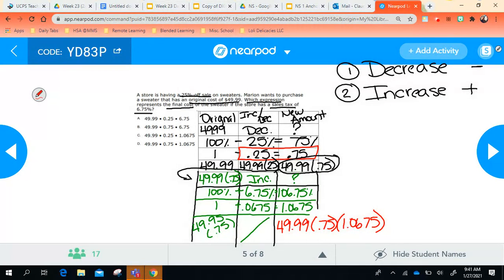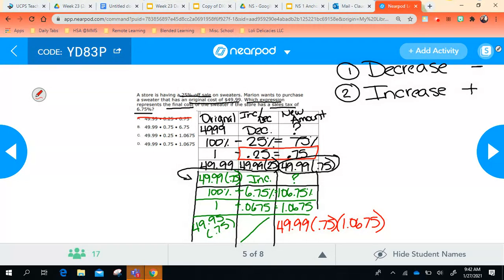So when I go to my answer choices, what do those dots mean in the middle? Multiply. So would it mean the same thing as if I had it in parentheses? Yes. So that's just another way to write it. So let's look at answer choice A. It has 49.99 times 0.25. Would that be right? No.